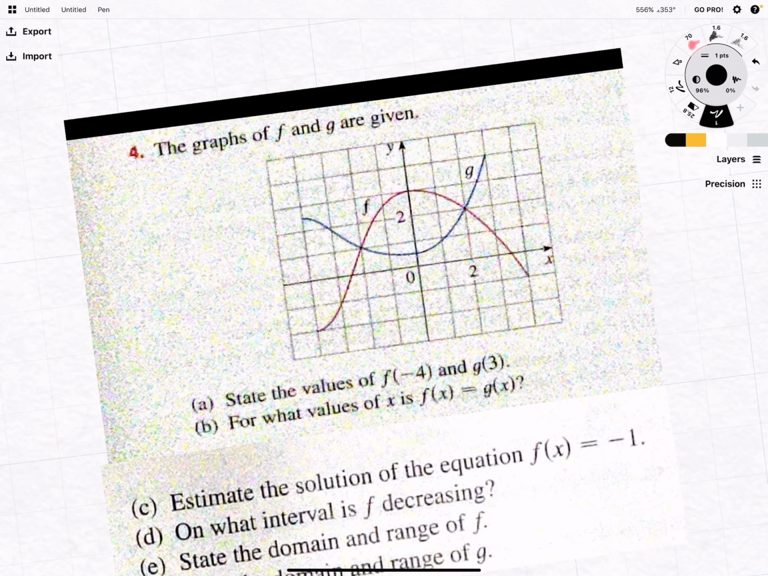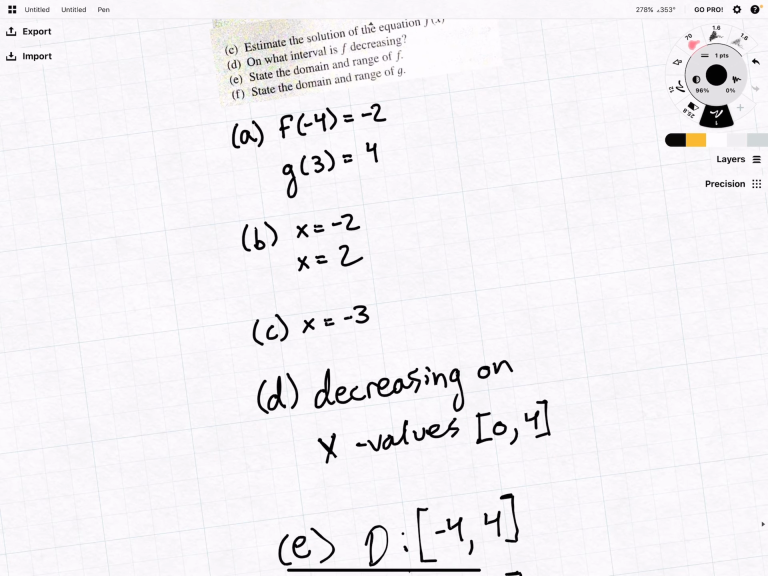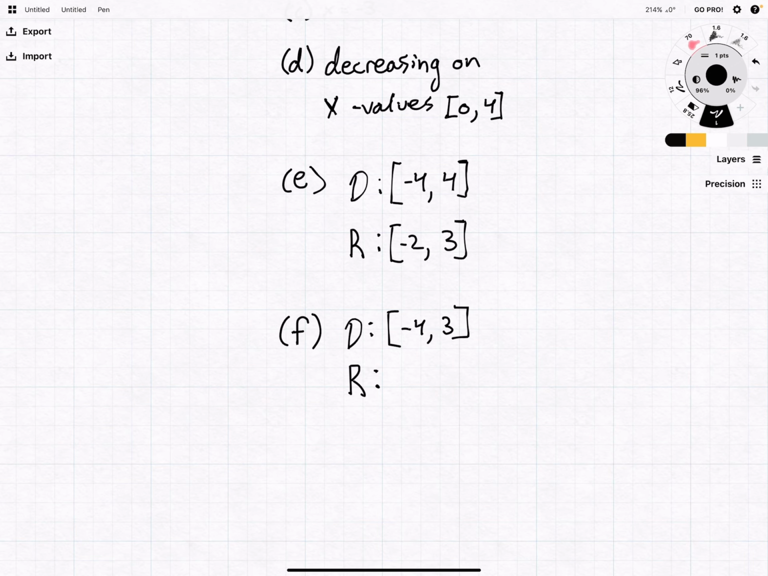And range, well, its range is always positive. I'd say this is about a half, and that's its lowest point. And right here is its highest point at 4. So I will just say that the range is from 1/2 to 4. Range 1/2, 4.